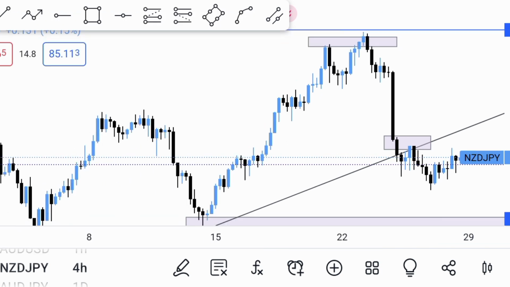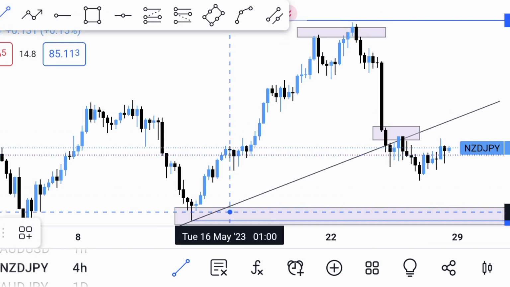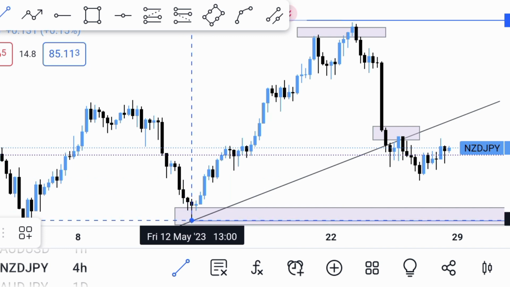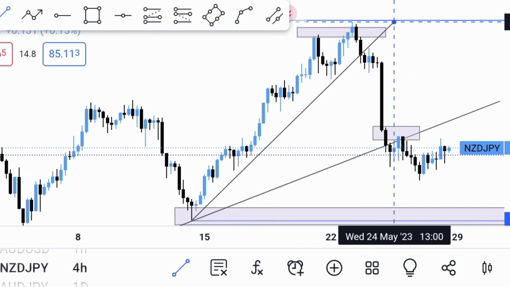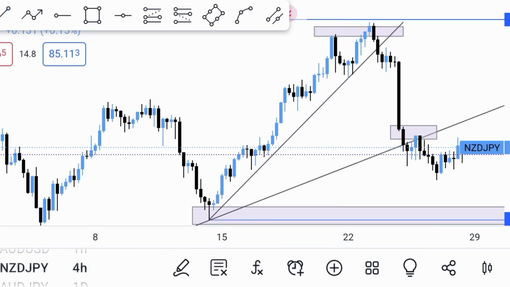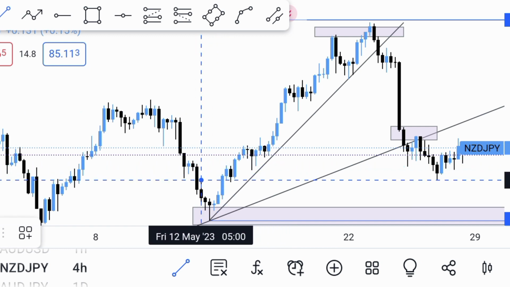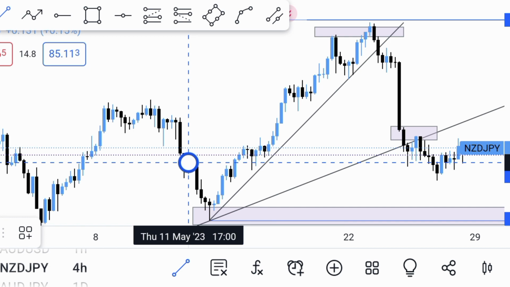So price came back to retest our previous high, and I drew this trend line here. The main reason why I took this trade was because of the break of this trend line. You get the concept? And this is on our 4-hour. So once we get a breakout from the 4-hour, you know that this is not a fake out, this is a proper breakout.